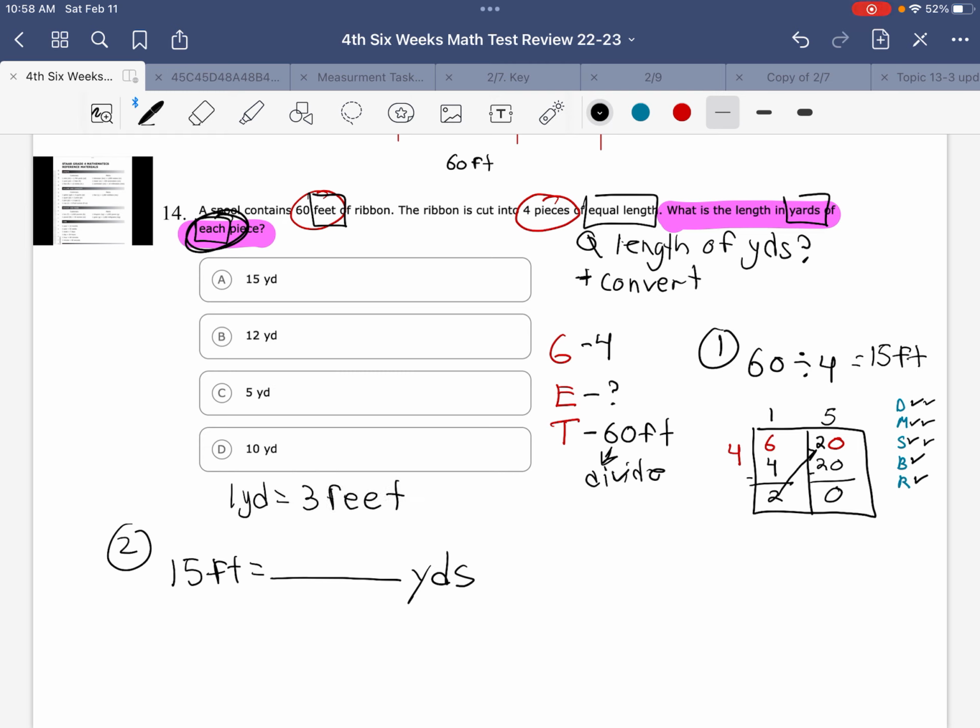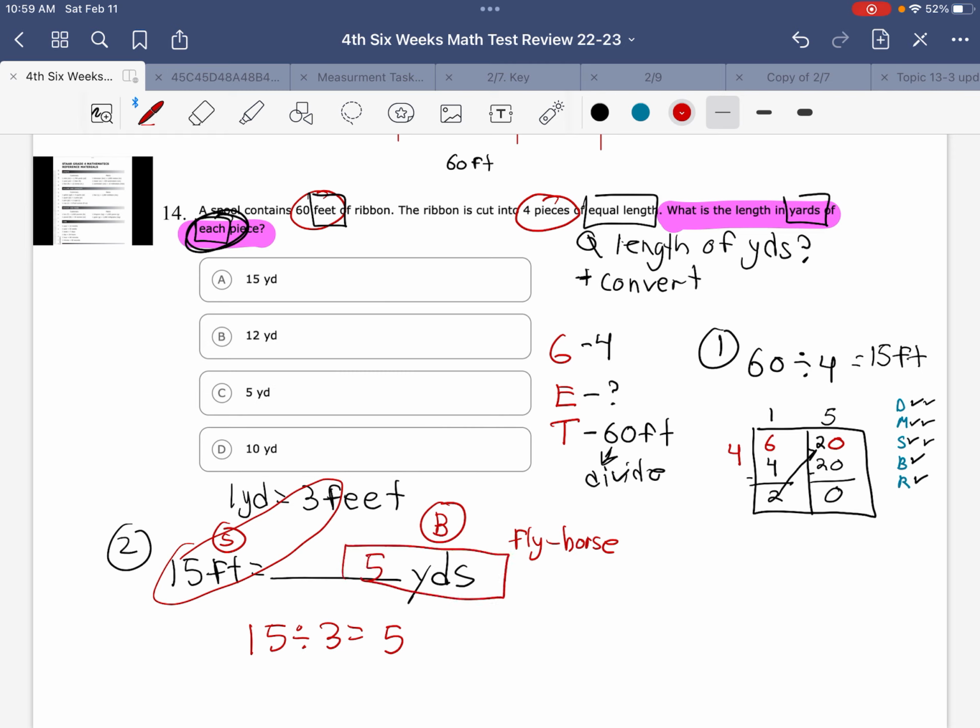Okay, so now that I have my formula, I'm going to label big to small. My bigger one is going to be yards. So I'm going to put a B. My small is feet. So again, if I'm going from fly to horse, divide, of course, okay? So I'm going to divide 15 by 3. 15 divided by 3 is 5. So that means 15 feet equals 5 yards. My answer is C.